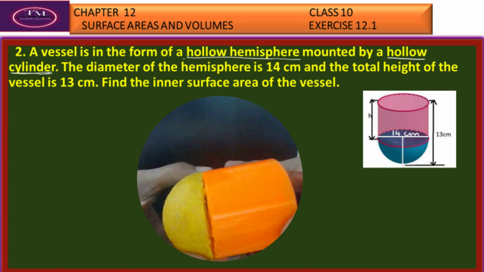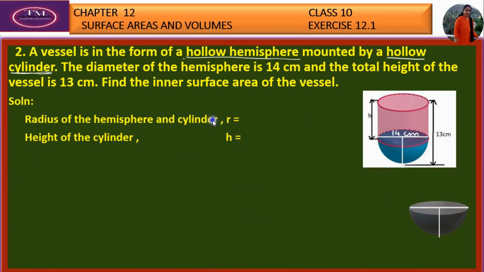Now let us do the calculation easily. Now we have to find out the inner surface area of the vessel. So first we have to know the radius of the hemisphere and cylinder. So what is given here? Diameter of the hemisphere is given as 14 centimeter. From the center point, if you draw a line, it will be the radius. So radius is nothing but 14 by 2, which is equal to 7. So this radius will be the height of the hemisphere also.